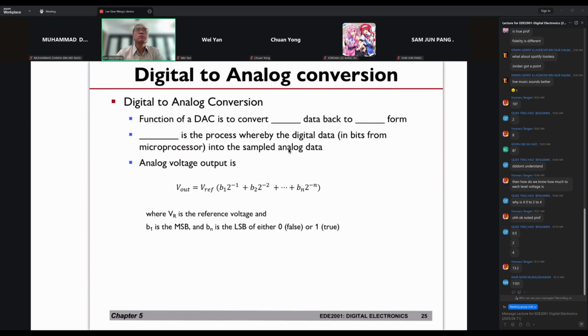So now the computer has received the digital signal from the analog to digital conversion. After you have done your signal processing or whatever, then finally you want to output it to somewhere, maybe to a speaker or to transfer the data. So you need to recover back the analog form. So the function of the DAC is to convert the digital data back to the analog form.